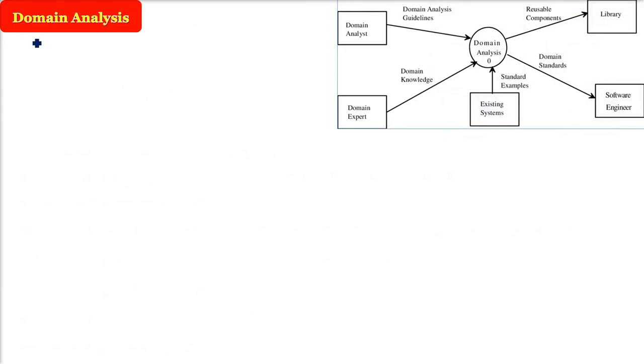Domain analysis. Domain is all about the field you are working in. For example, you are working in computer science. Computer science is a domain. Now, networking in computer science is another domain, right? In networking, I am working with switches, another domain. So this is the domain you are talking about.